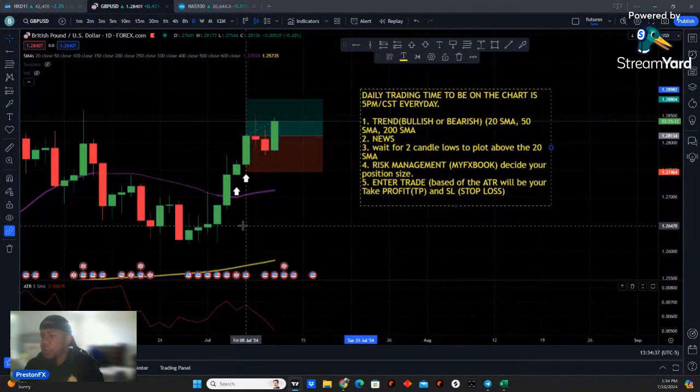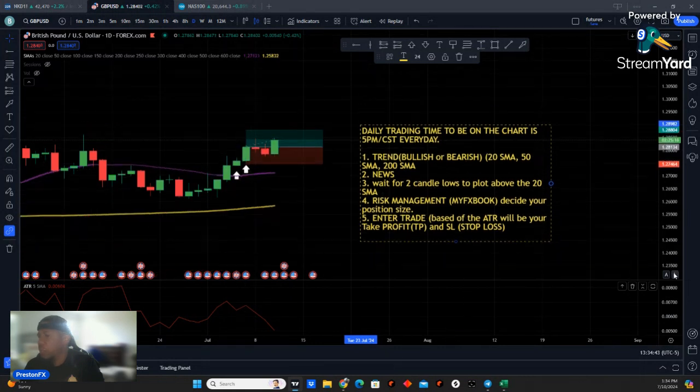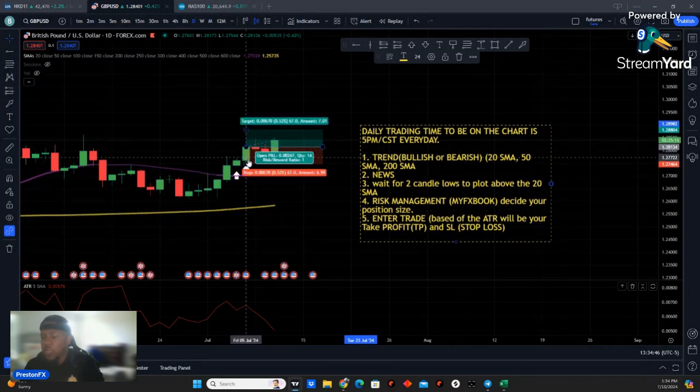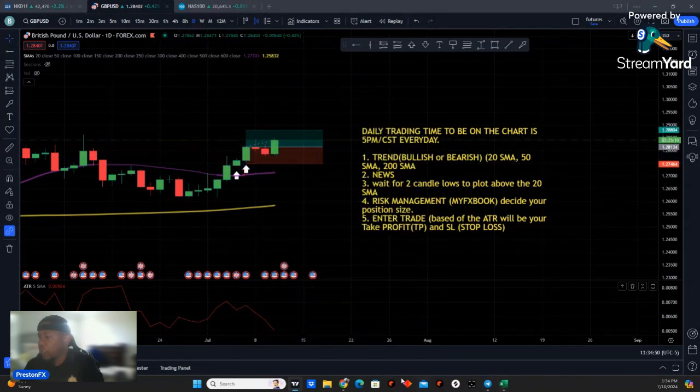If you look right here, July 4th, that next day. This was July 4th, and then it went up. If you look at the ATR, that's 67. I entered the trade, 67 points.